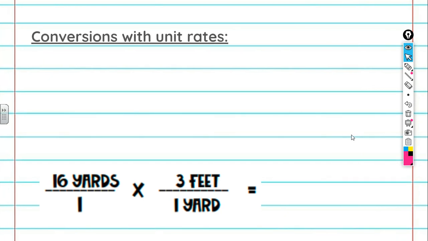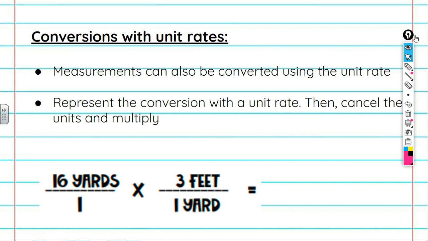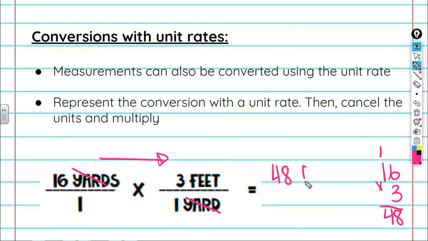All right, so we can also use conversions with unit rates. Again, we would like to cancel out our units and multiply. So here we're trying to take 16 yards to feet. So I know that I want my diagonal. Yards can cancel. Then we multiply across 16 times 3. That's 8, carry 1, so 48 feet, right? And 1 times 1 is 1, so 48 is our answer.